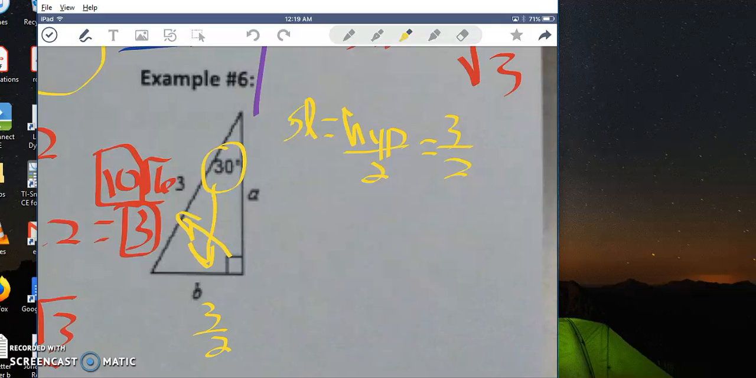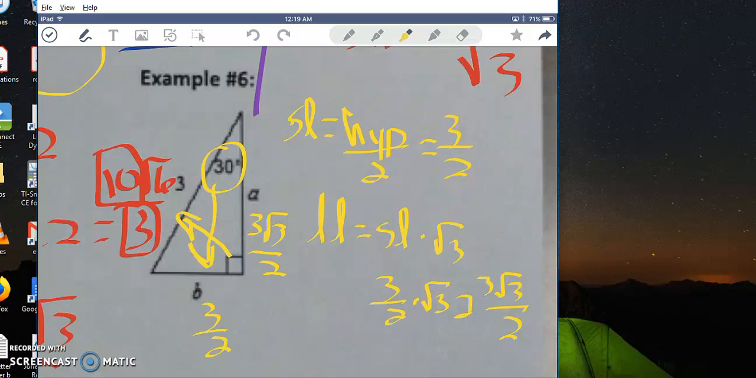Okay, so from here, we want to find the long leg. The long leg is equal to the short leg times radical 3. So the short leg in this situation is 3 over 2. We take that and multiply times radical 3. When we do that, we end up with 3 radical 3 over 2. So our long leg is going to be 3 radical 3 over 2.